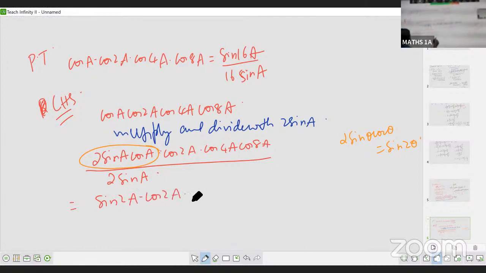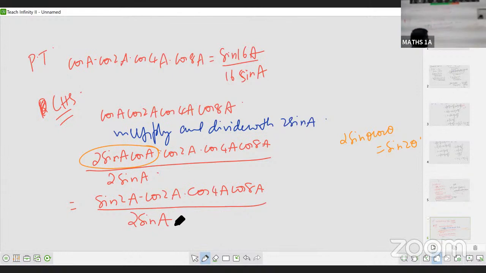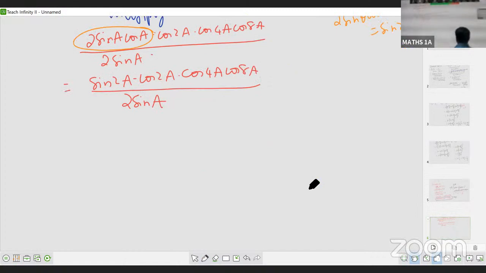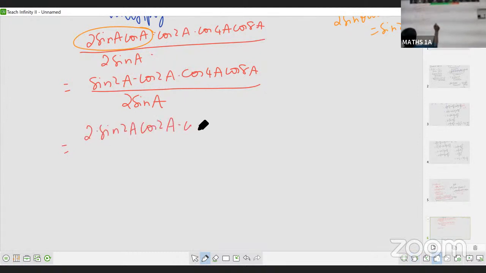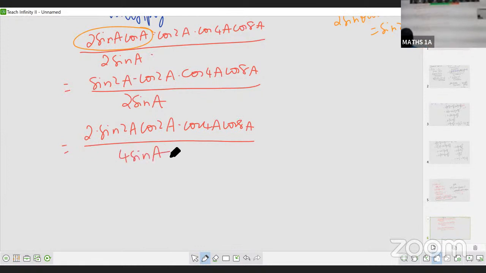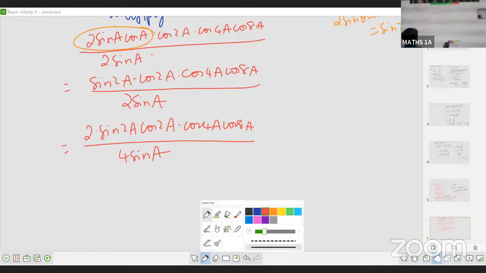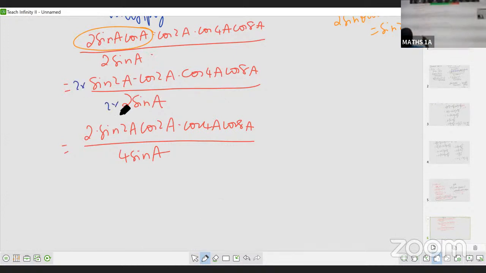Already one cos 2A is there side by side, one cos 4A, cos 8A. It's divided by 2 sine A. Right? Again multiply and divide with 2 into sine 2A cos 2A cos 4A cos 8A. It's divided by, multiply and divide with 2 I said, so this becomes 4 sine A. Here you multiply and divide with 2 into 2 again. Okay, multiply and divide with 2.